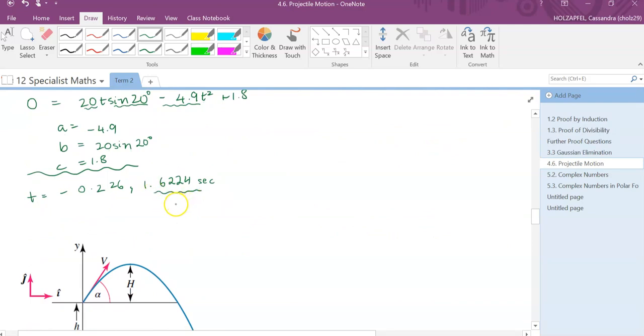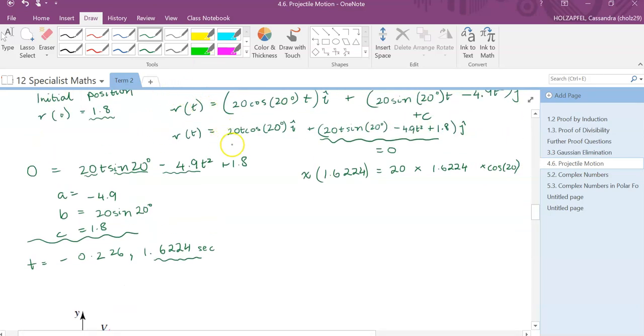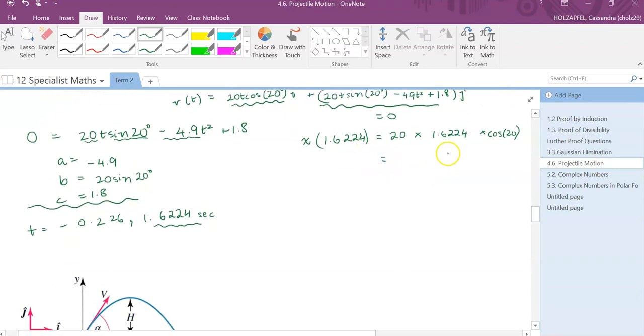So now that I've got my time of flight, I'm going to find the distance using the horizontal component. So I'm just going to substitute that into the x(t) formula. So x of 1.6224 is going to be equal to 20 times 1.6224 times cos 20. Again, that's just come from that previous expression here. So I've just put that into my calculator.